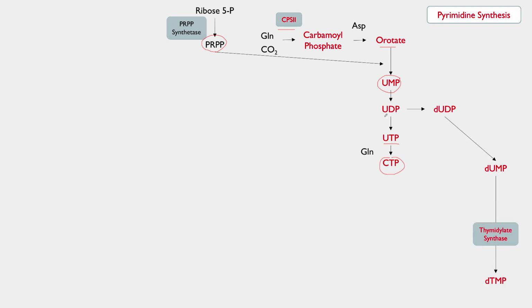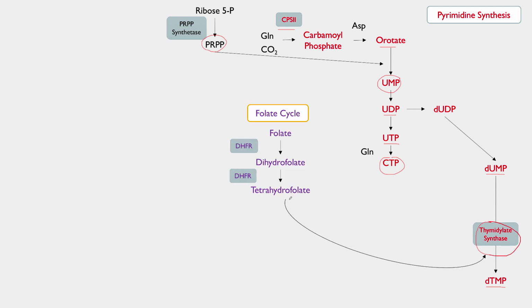Or we can convert UDP to the deoxy form, again using the ribonucleotide reductase. We dephosphorylate it to the monophosphate form, dUMP, and then this is converted by thymidylate synthase to generate dTMP. And again, this is required for DNA synthesis. Uracil is not incorporated into DNA. So we also need folate, an intermediate of the folate cycle, as part of this conversion.